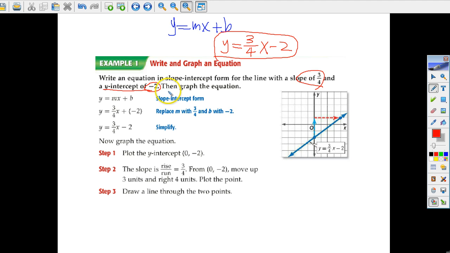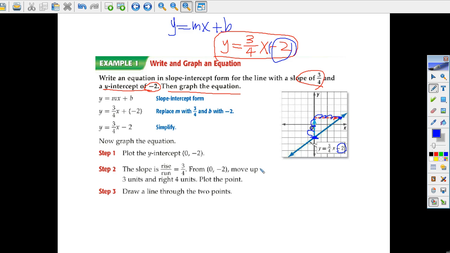Second part, then graph the equation. When I'm graphing a linear equation, it's easier to start with your y-intercept. I know the y-intercept is -2, so I'm going to start at -2 on the y. That's where I start. From there, my slope is 3/4. That means rise 3, run 4. So I'm going to rise 3, 1, 2, 3, run 4, 1, 2, 3, 4. There's your other point. Connect the 2 points to make a nice graph right there.